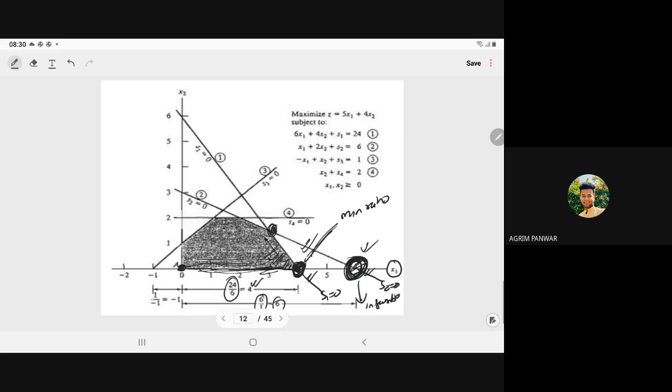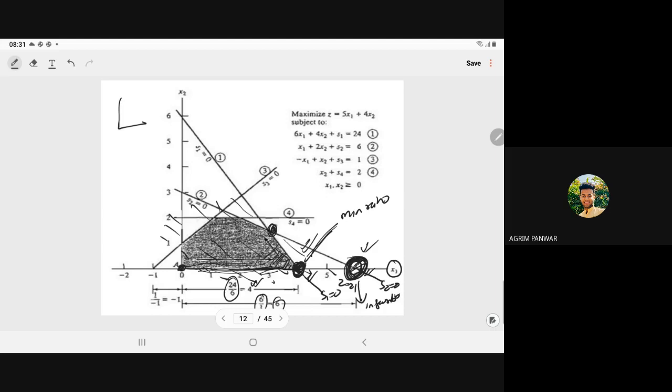Sir, this was the case for maximization, right? No, no, I'm talking about minimization. Actually, minimization or maximization matters only when we increase the value of z. When we increase the value of z, that is the only thing. Here we have z is equal to 21. Or when we decrease, then it will decrease.